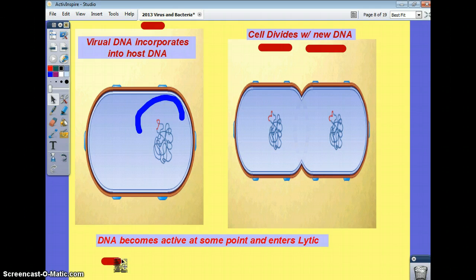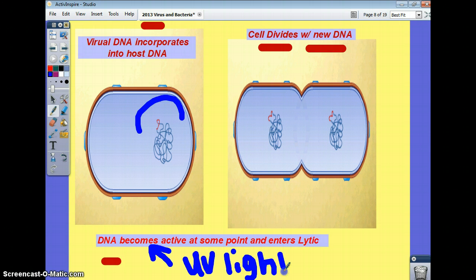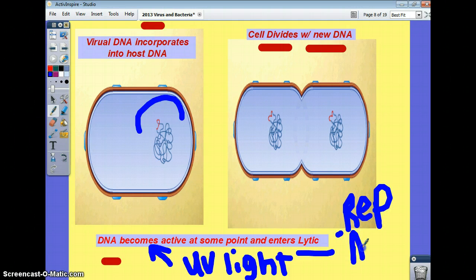The DNA can become active at some point, and as the video said, it's as simple as UV light that can cause this to happen. And then the virus will enter the lytic cycle. So what will happen next? If the virus enters the lytic cycle, what's the next point? Not assemble. Replication will be next, then assembly, and then everything that follows. So there's just one extra step.